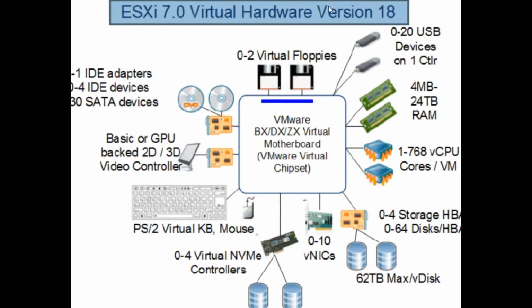I can have a USB controller, and my USB controller can connect to up to 20 USB devices. I can have as little as 4 megabytes of RAM to as much as 24 terabytes of RAM, assuming my physical PC server can deliver that much RAM. Now, as far as CPUs go, I can have as little as 1 CPU core in my VM, or as many as 768 cores in my VM. And again, assuming that your physical server can deliver that many physical CPU resources to a VM.